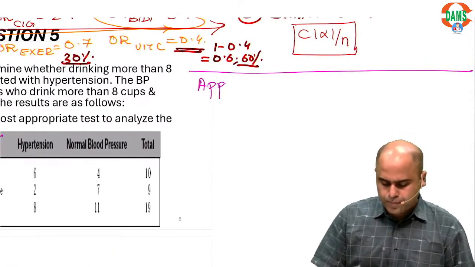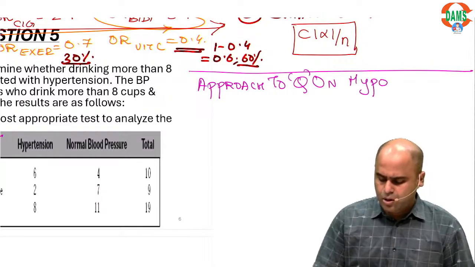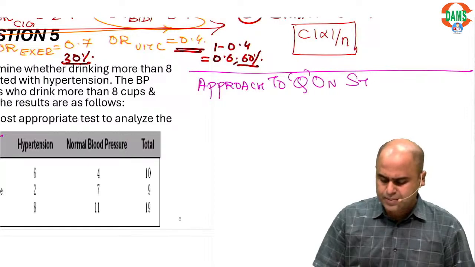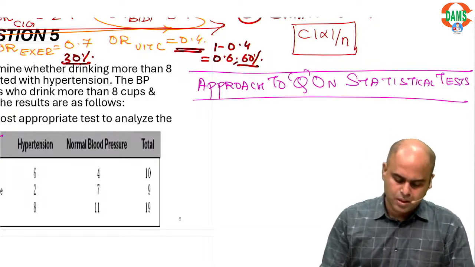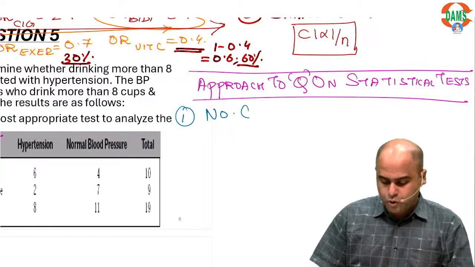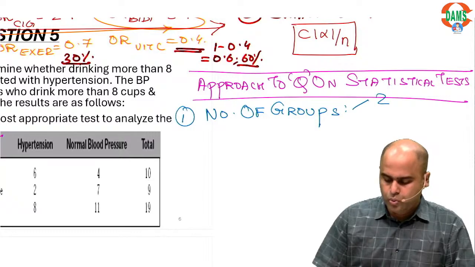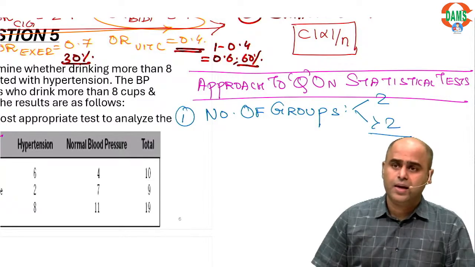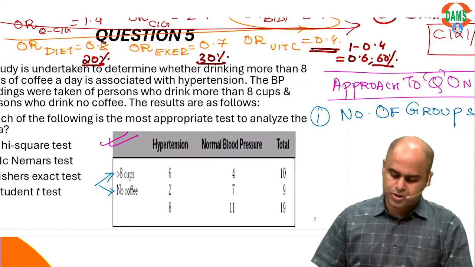Approach to questions on statistical tests. Now you need to do 4 steps. First step, number of groups. The number of groups are 2 or more than 2. Like in this question, drinking coffee, not drinking coffee, 2 groups.